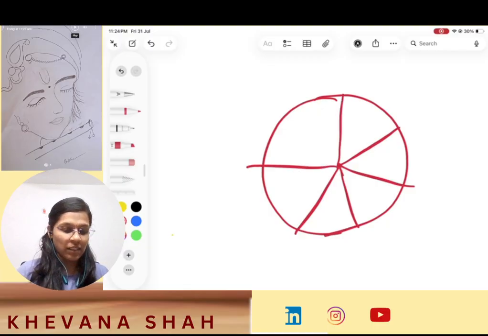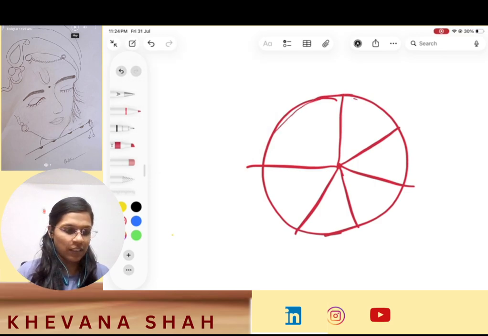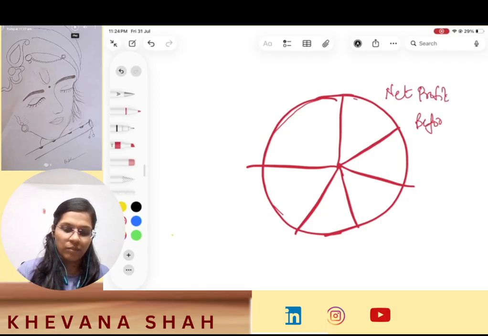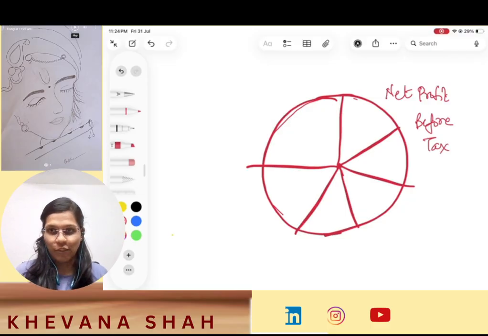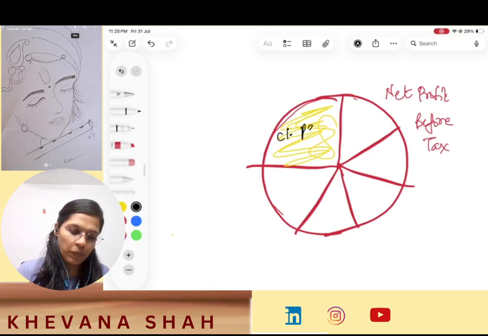Now, imagine this entire pizza, okay? This entire pizza is your net profit before tax. Now, in balance sheet questions, what ICAI usually gives you is this one slice. Okay, this one slice, that is your closing P&L balance.